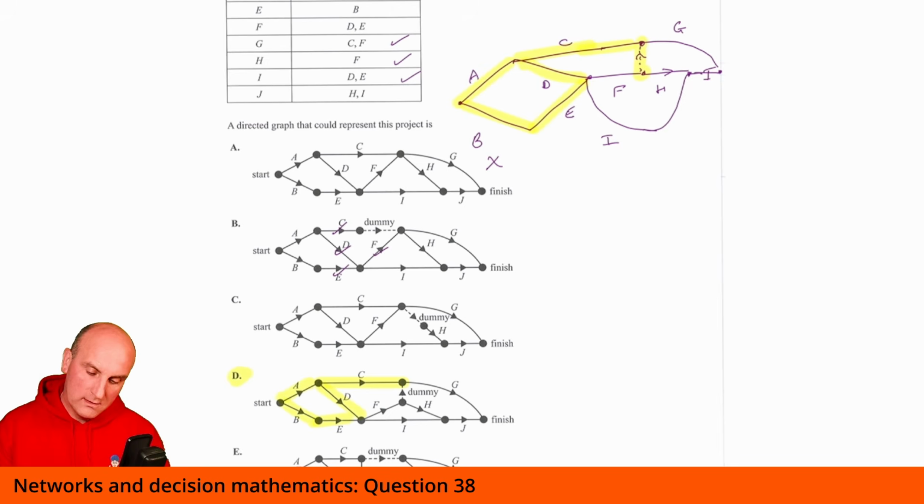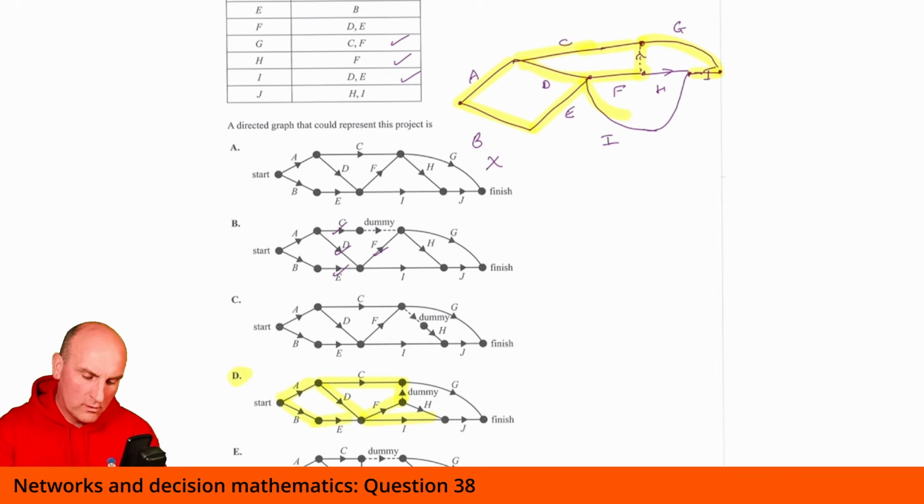Okay, F and I are coming off of D, yep. There is a dummy from the end of F to the beginning of G. G connects into the end of J, I think. I connects up with D and E. J starts with H and I.